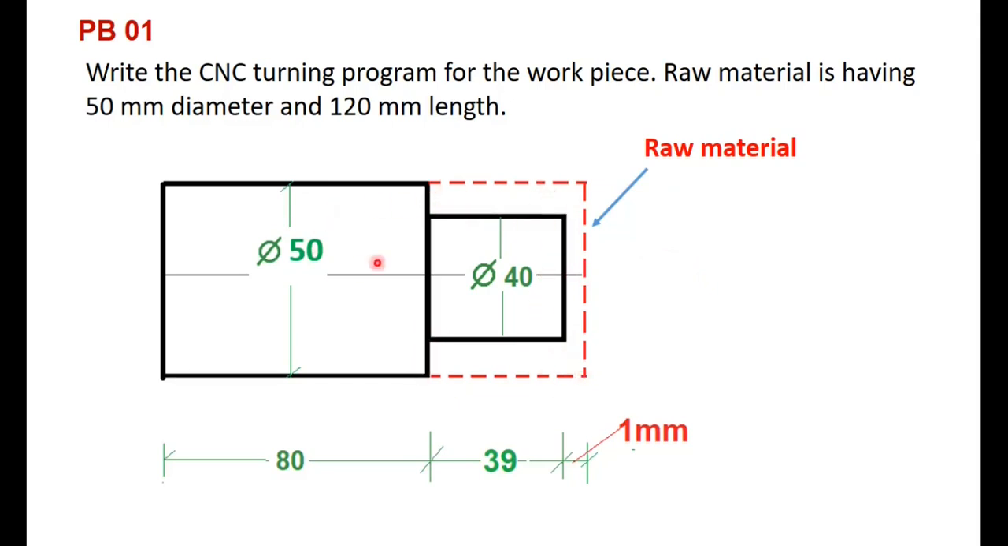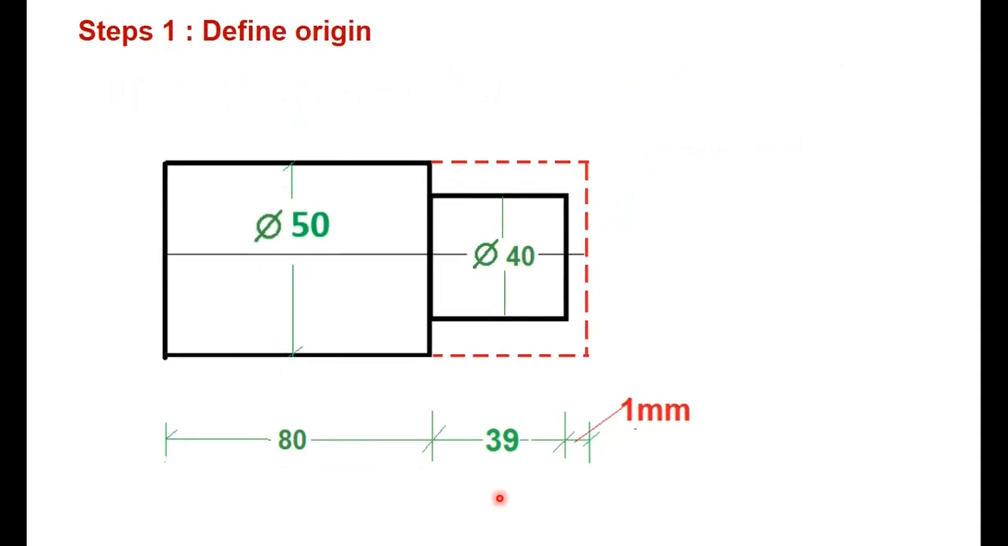Okay, to achieve the 50 and 40 dia at a length of 80 and 39, how is it done? So first point is you have to define the origin. So this is the origin and its axes are defined depending upon the tool. I have assumed I have used the first machine where the tool is mounted like this.